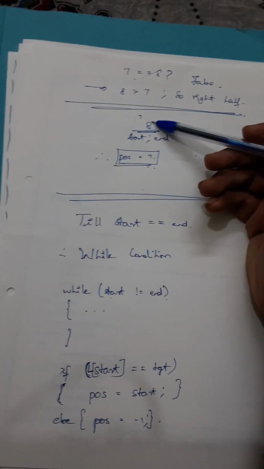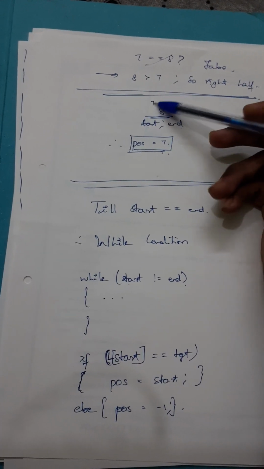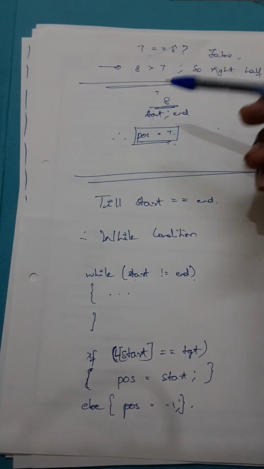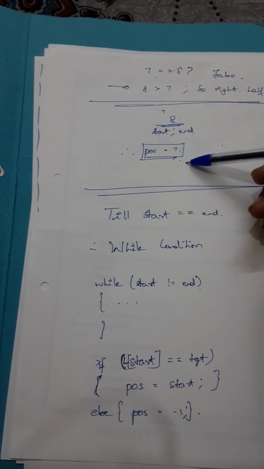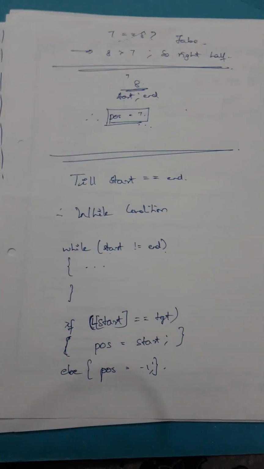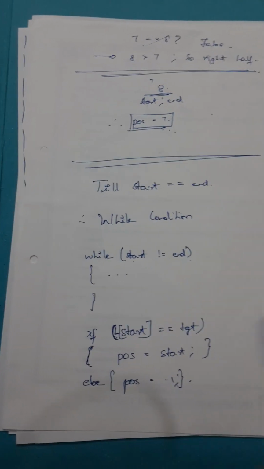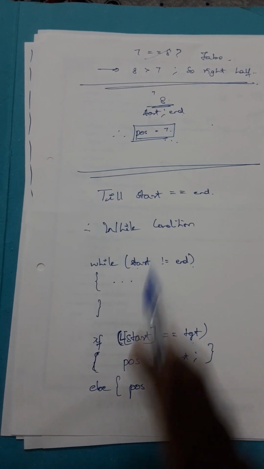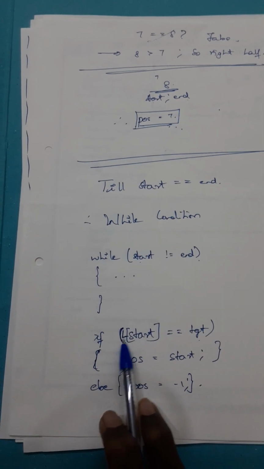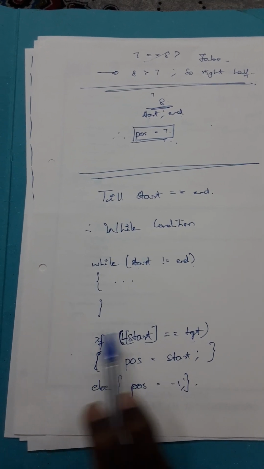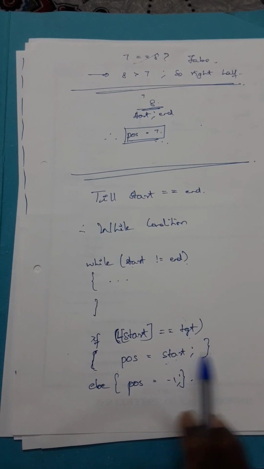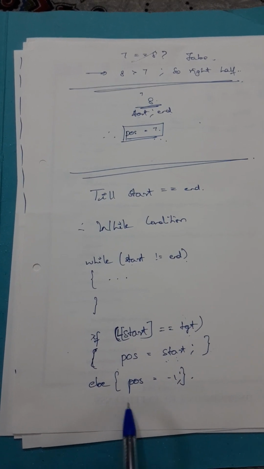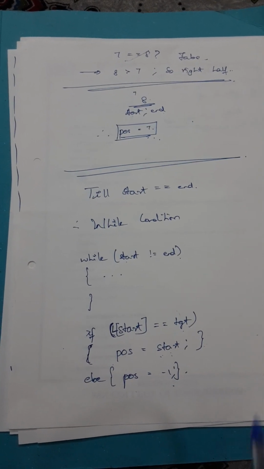But once start and end are equal, you end up with only one value. So that one value may or may not be equal to the target value. So you have to do just one last comparison. In this case, it is equal, so I'm just giving position is equal to 7. Since start and end are equal, I'm just checking whether the list of start is equal to target in an if condition. So if this is true, I will give position as start, and I will say that the element is found at that position. Else I will give position as -1 and say that the element is not found.